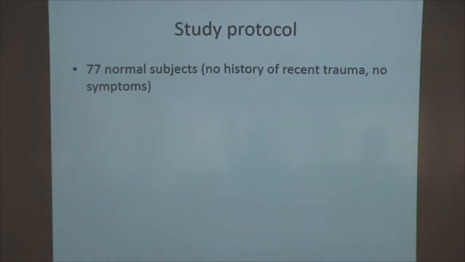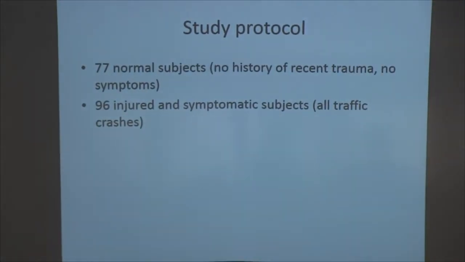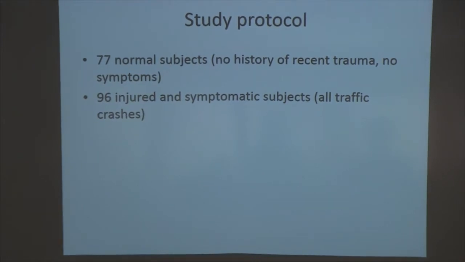What we did was we had 77 normal subjects who underwent a study, and we collected 34 parameters on each of the subjects, so that we graded movement instability and synchronicity of movement, to see how the spine moves synchronously or asynchronously, in 34 different parameters. We had 96 subjects who were injured and symptomatic, and 77 who had no recent history of trauma and no symptoms at all.